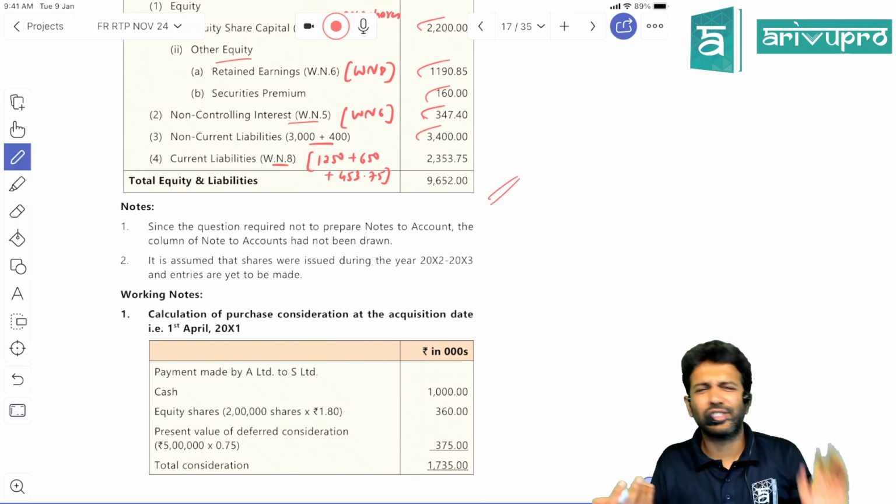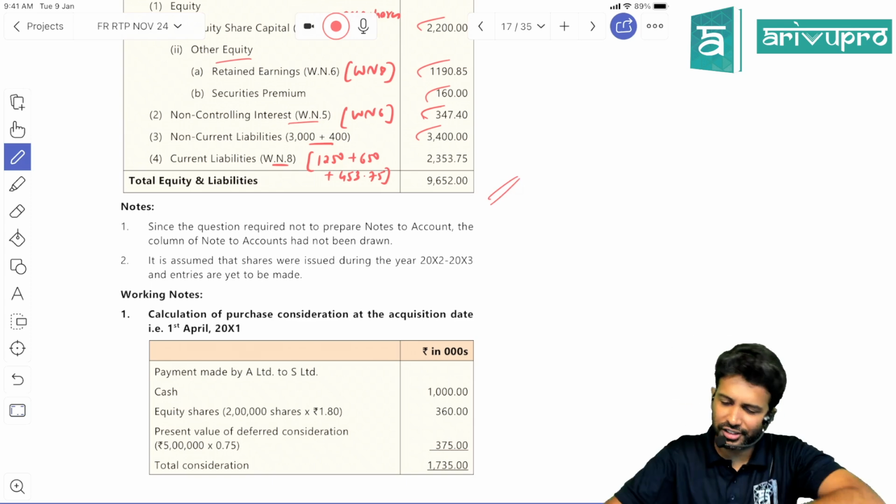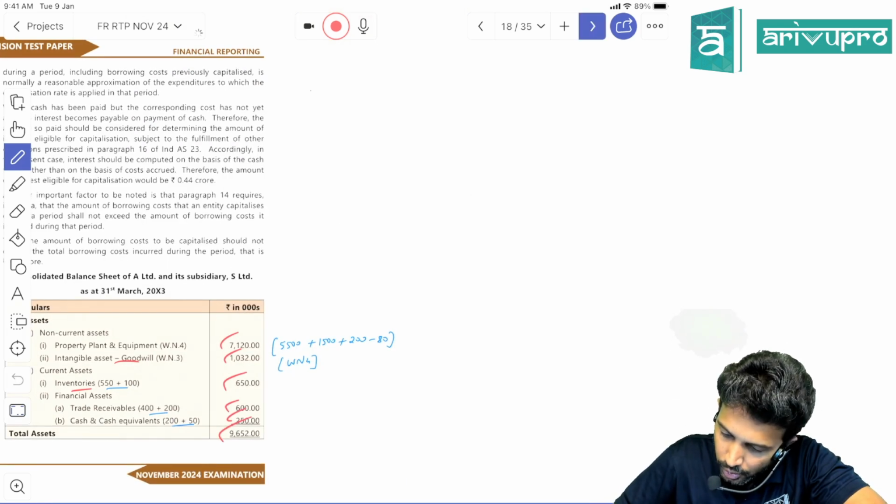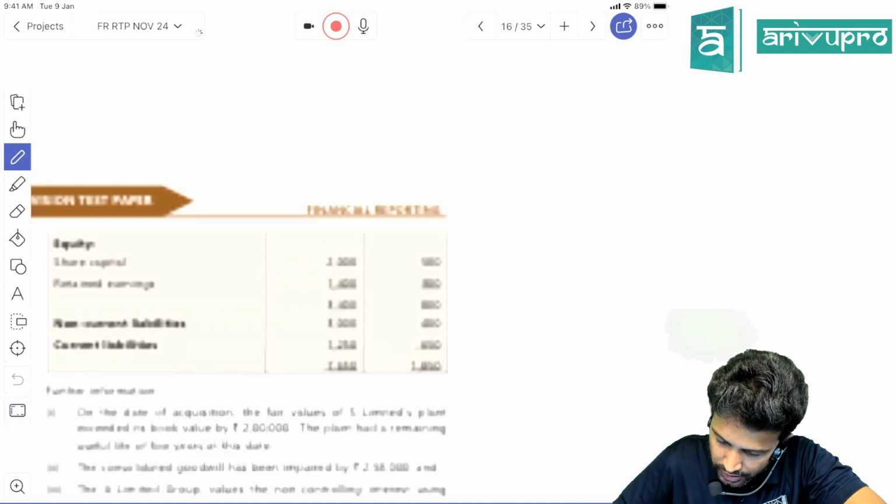Overall, you would have studied both Ind AS 110 and Ind AS 103. So that way, there's nothing in this particular question that is new for us. Everything is pretty straightforward only. Okay, I think we have one last question to go for.